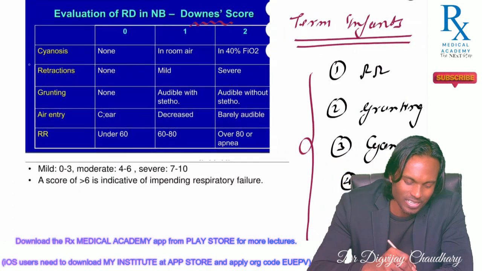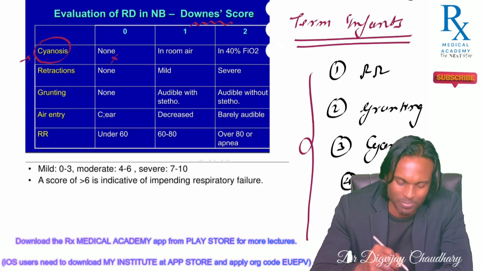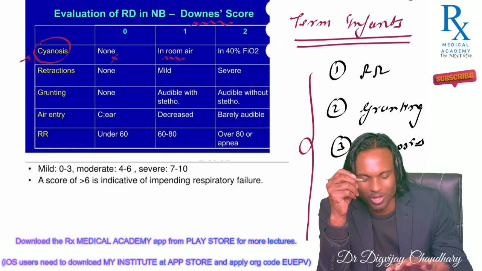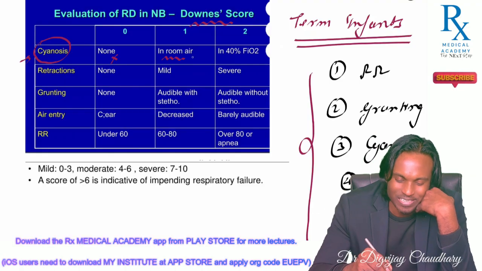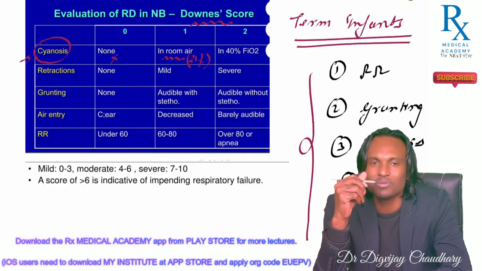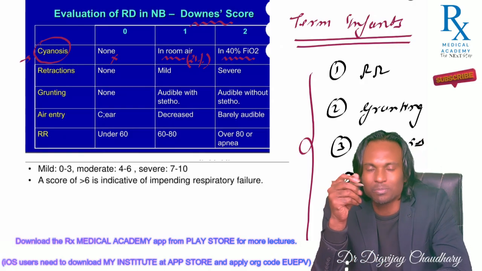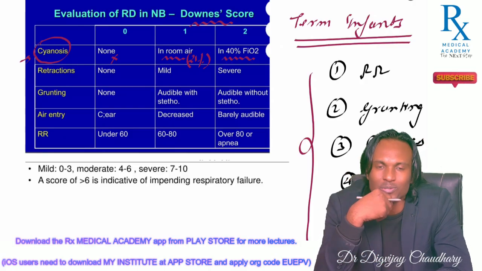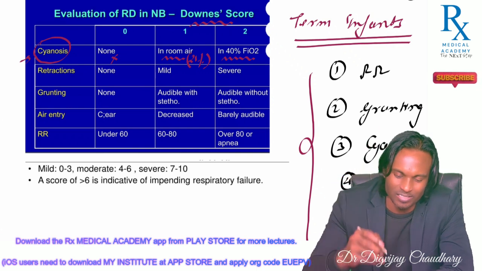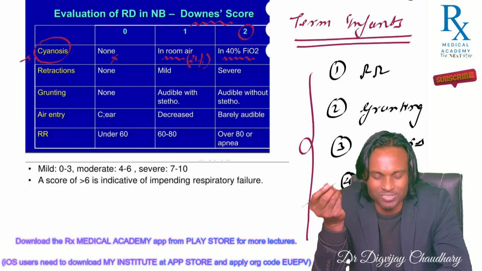Try to understand. Here you can appreciate the cyanosis. Cyanosis, if it is absent, score 0. If cyanosis is present at room air, how much oxygen is present in room air? That is 21%. I hope you guys know this particular fact. And what if cyanosis still persists even after providing 40% FiO2, that is 40% fraction of inhaled oxygen, then you need to give the score of 2. That is the worst scenario.